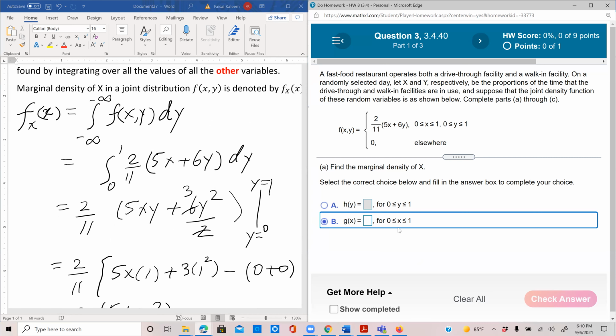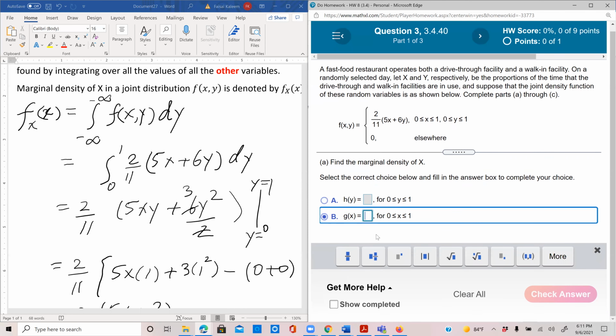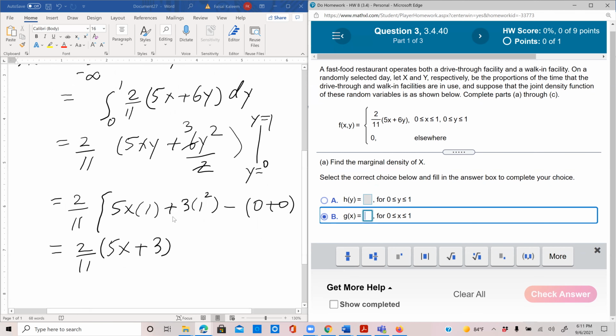We'll pick this one. So if you want to specify that it's a marginal density, then you write it like this. But in general, marginal density is just the probability density of x from here. So you can even give it a different name. That's why they are calling it g of x over here. And the x range is the original range of x. So it's correct. In a written exam, you can either write f_X(x) like this, or you can make a new function and say g of x. Okay, so we found this to be 2 over 11, 5x plus 3.